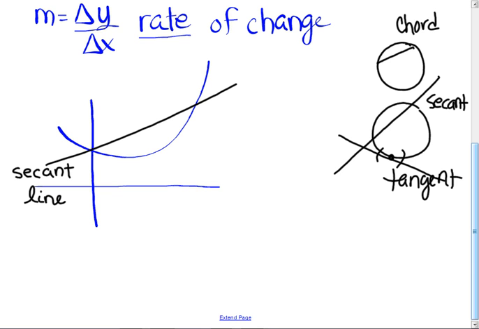Okay, there's my secant line. And I apologize if that's right on the axis, but we'll call that A. What's that ordered pair?